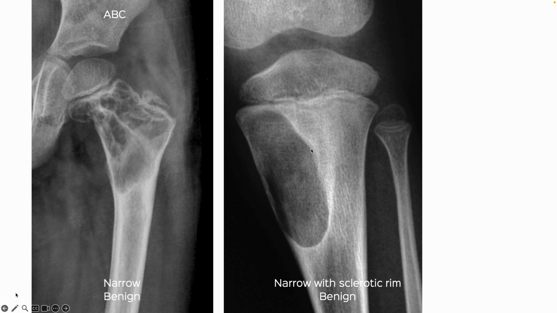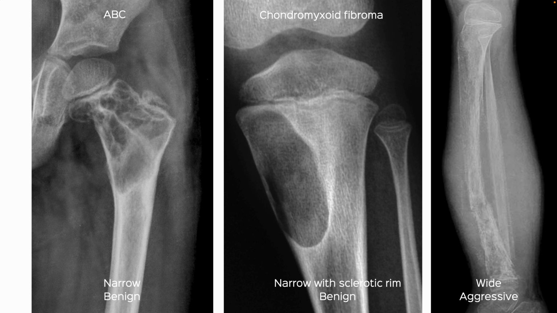Again, here we have a sclerotic rim, and I know that there's a Lodwick classification with multiple grades, but in reality, all that we need to do is talk about sharp and non-sharp zones of transition. And here we can see a sclerotic rim. It's a cortex based lesion, and this is a chondromyxoid fibroma.